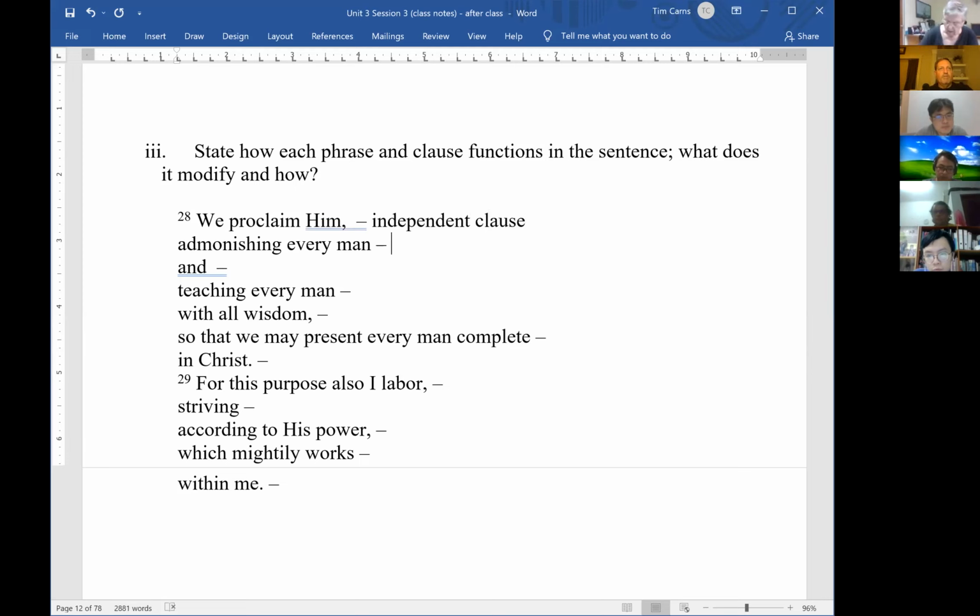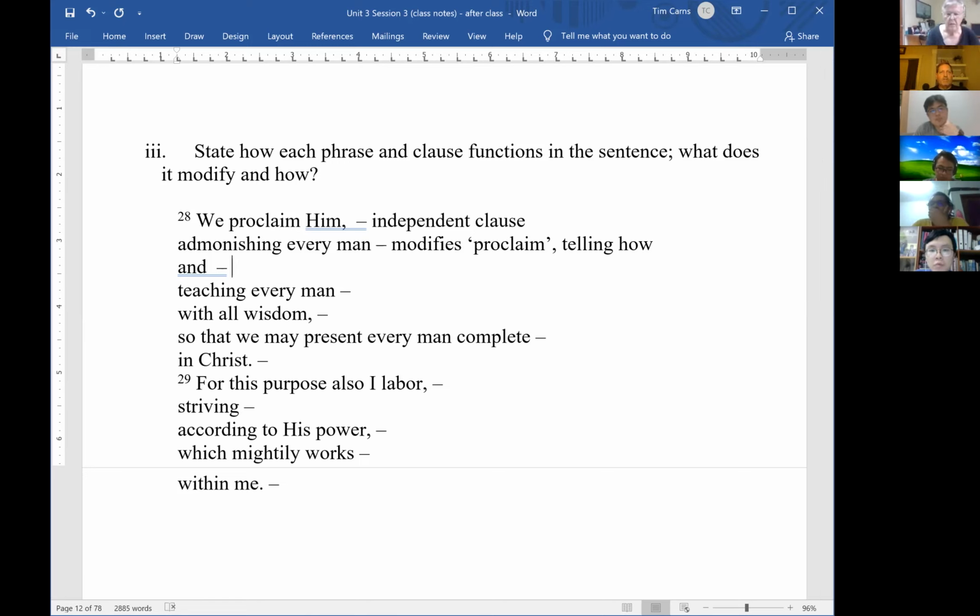Okay, how about admonishing every man? Admonishing every man is modifying proclaim. All right, good. Or it describes how he's proclaiming. Yes. And again, with the participle, that can modify a verb or a noun. So you just have to ask yourself, what question was this answering? So this is describing how we proclaim, by admonishing every man. Now the word by isn't here, but that's the implied idea. All right.